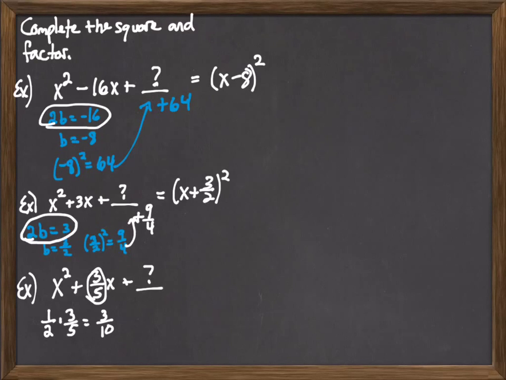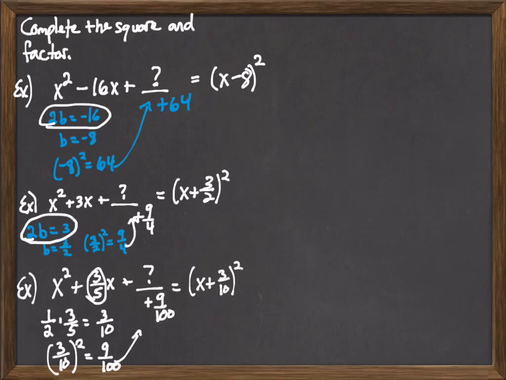And so we get that b is going to be equal to 3 out of 10. And again, like we did in the problems before, once we know that b is 3 out of 10, we can square it to find out what we need to add to make this a perfect square. And so we put our 9 out of 100 there, and then we can factor it as x plus 3 out of 10 quantity squared.